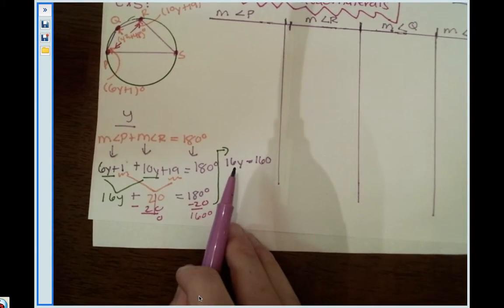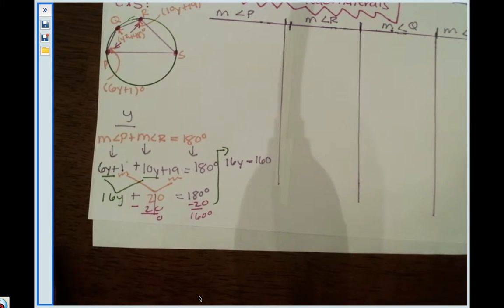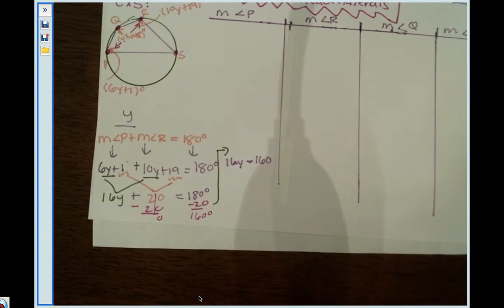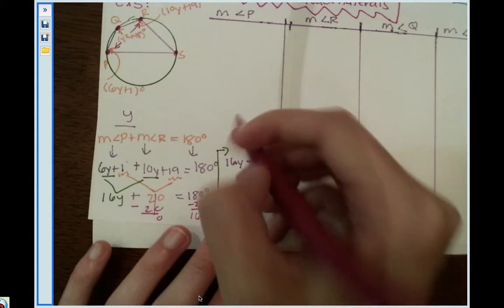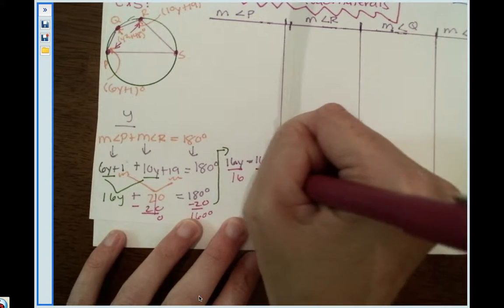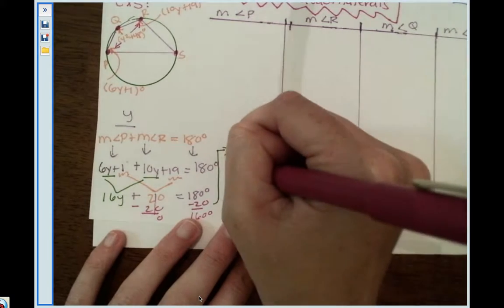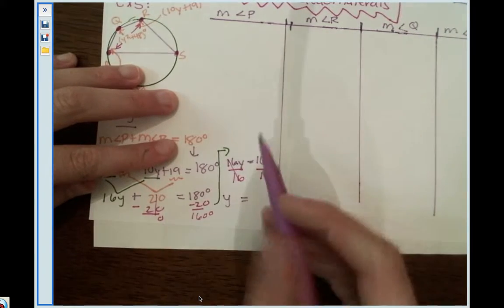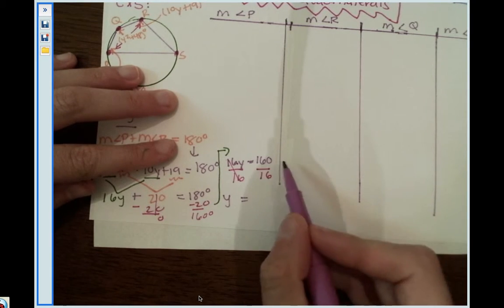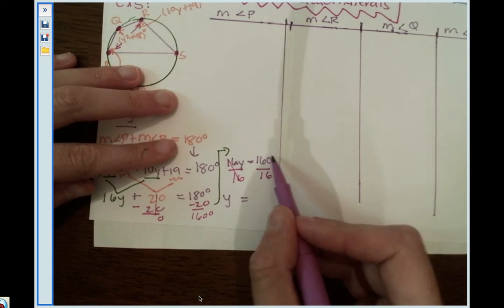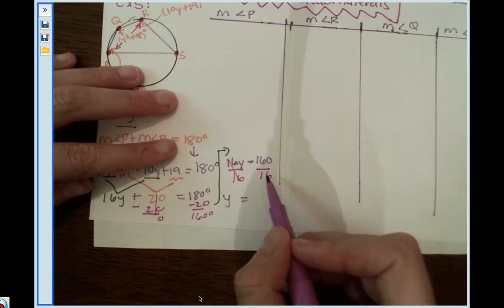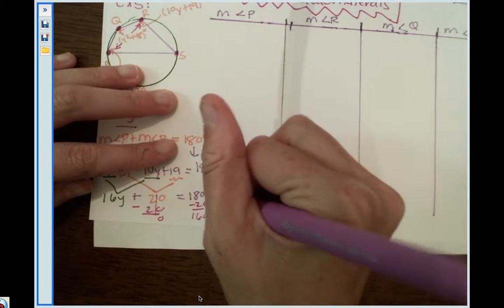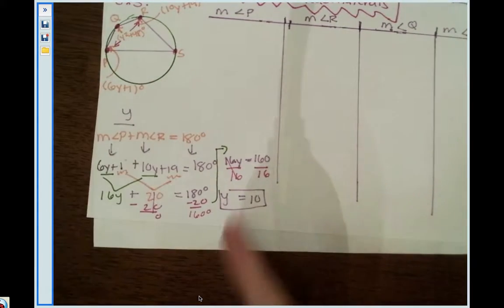All right, we're so close. I need to get y by itself. The 16 is secretly multiplying the y. So how would I move that to the other side? I would divide both sides by 16, where 16 divided by 16 cancels and turns to 1. So I'm left with y equals 160 divided by 16. Well, 160 has a 0 on the end, which means if I multiply 16 by 10, I'll get 160. So y equals 10.